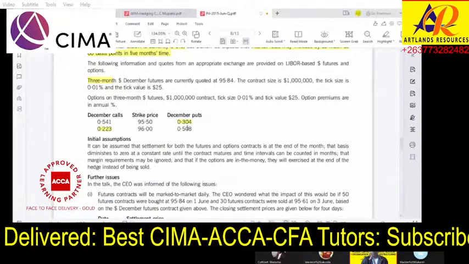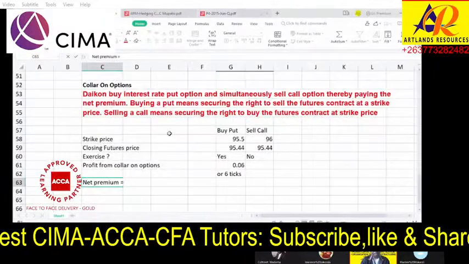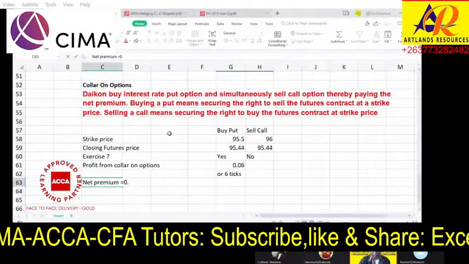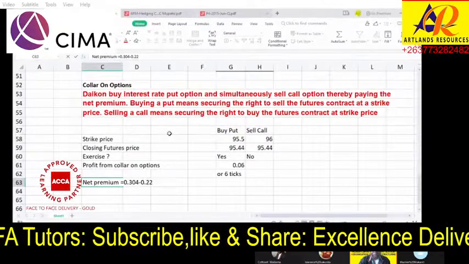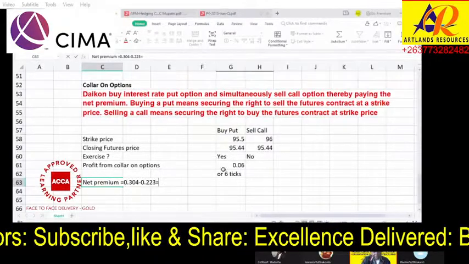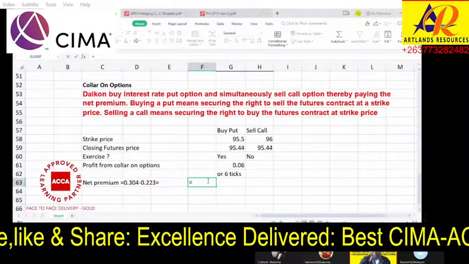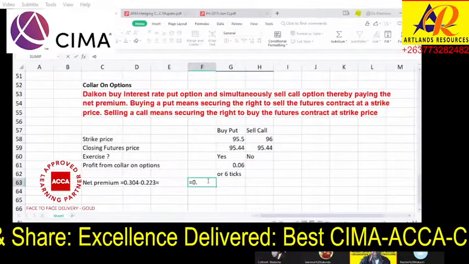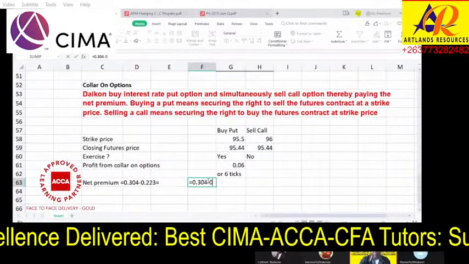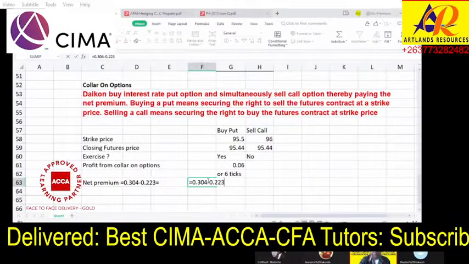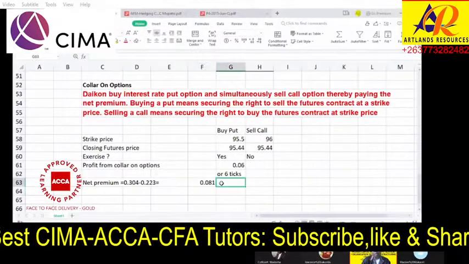So it's 0.304 minus 0.223. So you now say equals 0.304 minus 0.223. You'd notice that the net premium is 0.81.